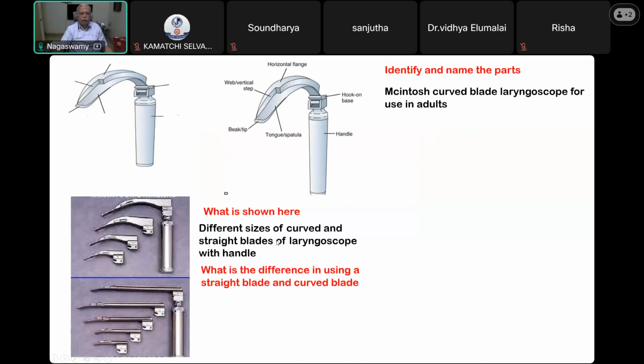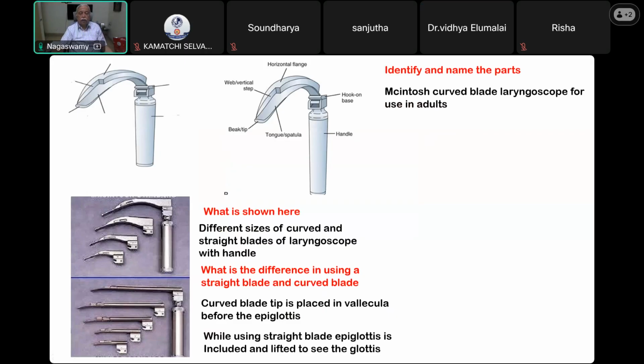What is the difference in using straight and curved blade? Straight blade is used in pediatrics, where you lift the epiglottis, so you include the epiglottis also in the straight blade, whereas in the curved blade you place the blade tip in the vallecula before the epiglottis and elevate them. So you don't include the epiglottis in the curved blade.